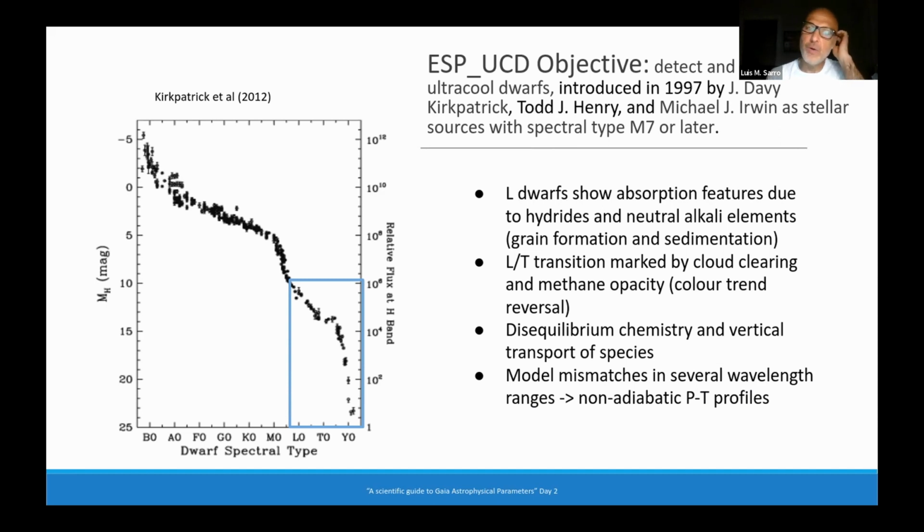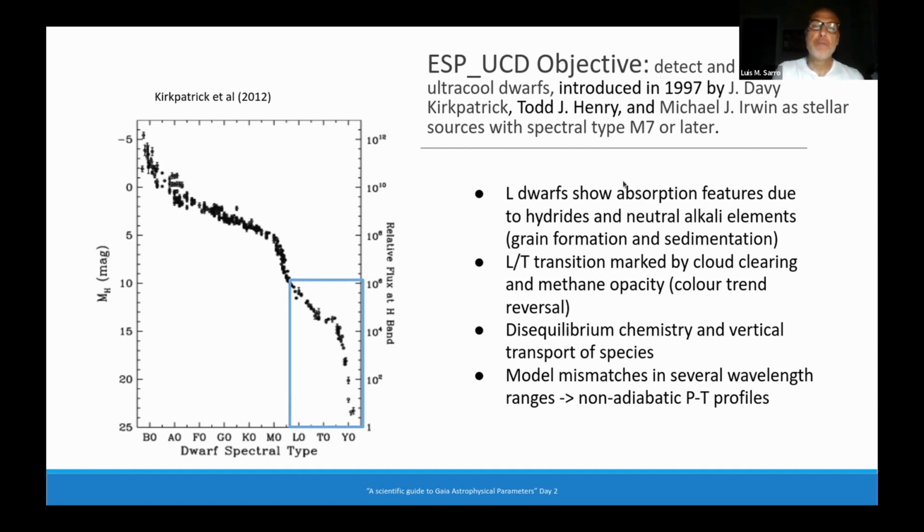I will be, as Orla explained, talking about the extended stellar parameterizer for ultra-cool dwarfs module that produces astrophysical parameters for, as the name says, ultra-cool dwarfs. Ultra-cool dwarfs are the end of the main sequence. They were introduced by David Kirkpatrick in 1997, and in principle, they include sources in the main sequence or younger of spectral types M7 or later.